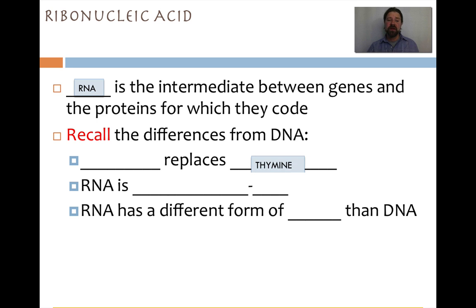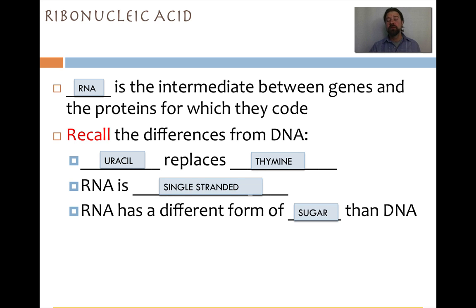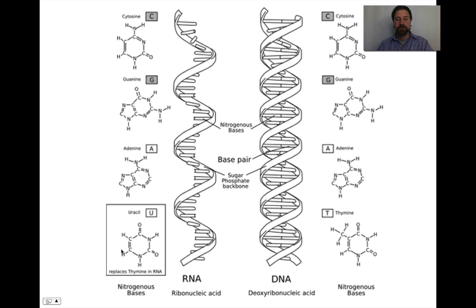So with RNA, we saw that uracil will replace the nitrogenous base thymine. RNA is also single-stranded compared to DNA, which is double-stranded. RNA has a different form of sugar than DNA. So if you recall, when you studied the differences of those two nucleic acids, we saw that RNA had a sugar called ribose, and DNA has deoxyribose. So you can see a key part of their name comes from the sugar, which makes up part of their general anatomy and structure.